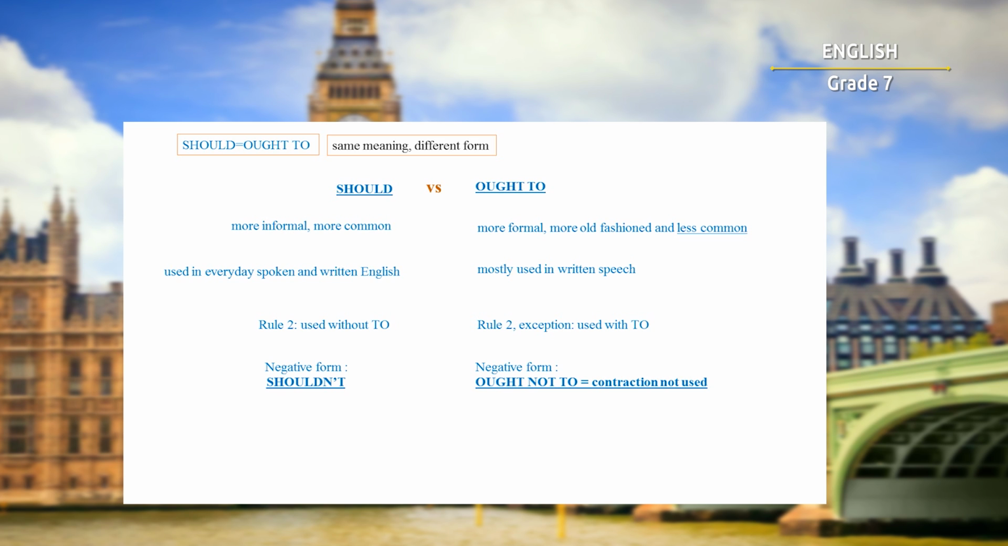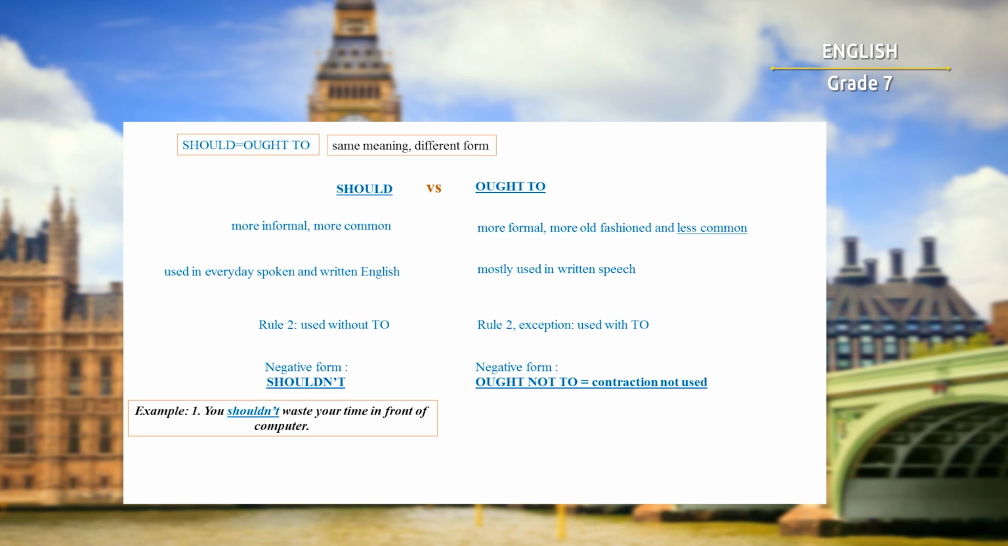As the rule number 2 says, we use modal verb should without to. But ought to, as you can see, is an exception from the rule. We use to after ought. And also when we use should in a negative form, we say shouldn't. We can abbreviate it. But ought to in negative sentences is used without any contraction. For example, ought not to. This is the full version we have to use in the sentences.